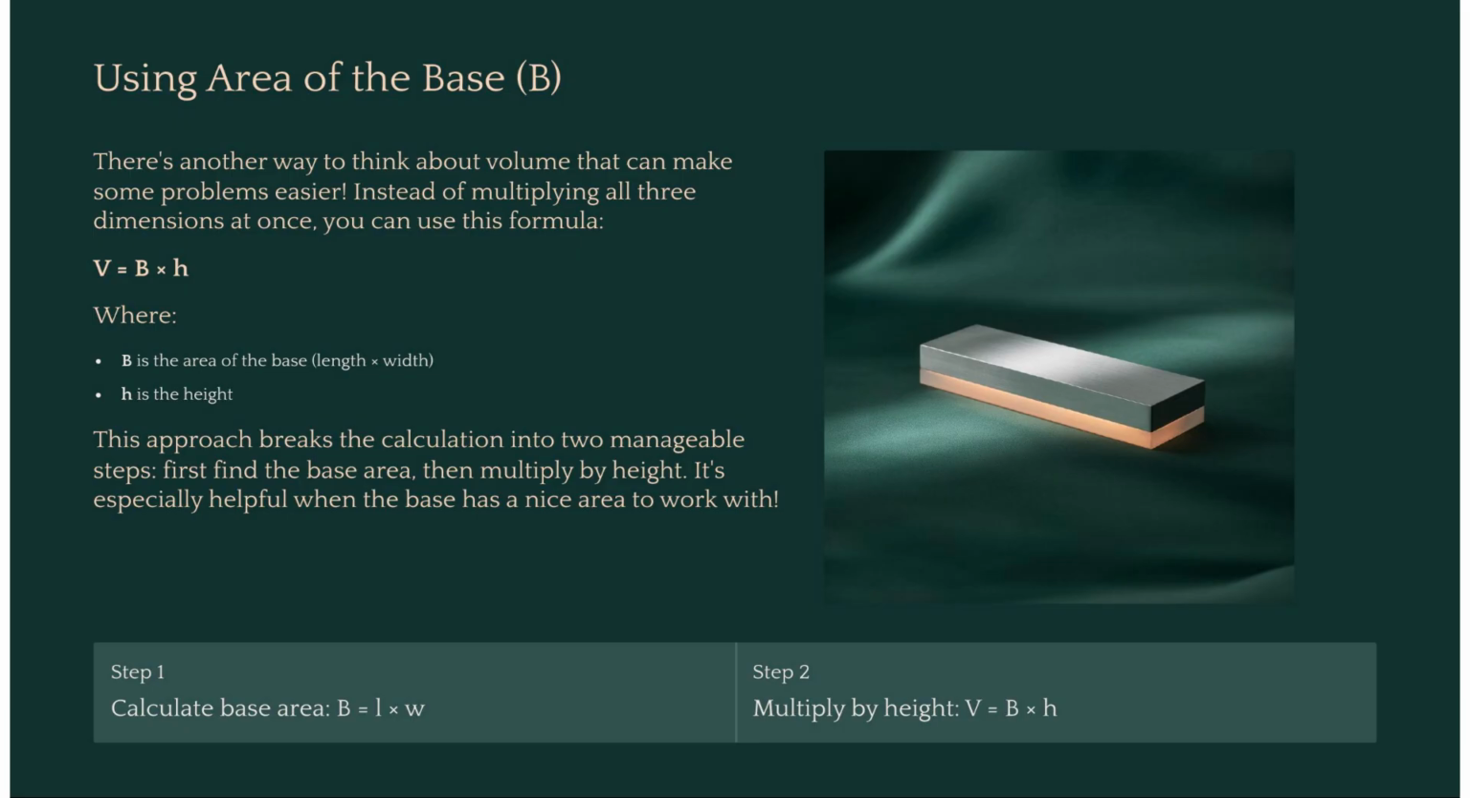Sometimes you'll see the volume formula written slightly differently. V equals B times H. The capital letter B stands for the area of the base. Since the base is a rectangle, B is just L times W. This formula is exactly the same. It just breaks the problem into two parts. First, find the area of the floor of the box, and then multiply by the height. It can be a handy way to organize your work.